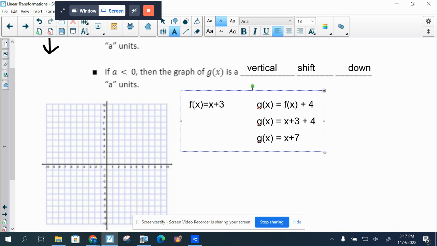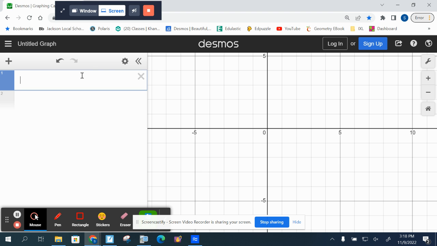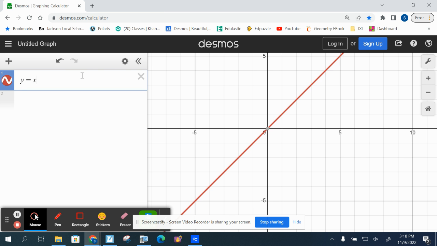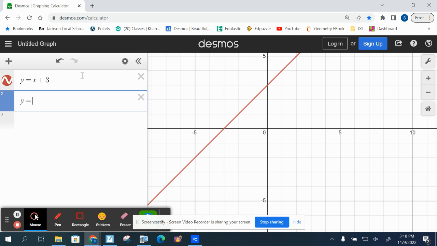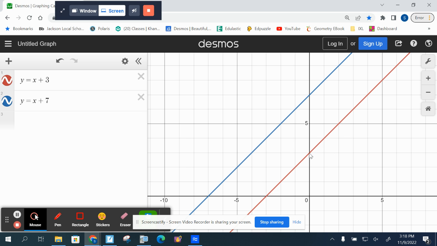Now I'm going to take f of x and my new g of x, and I'm going to plug them into Desmos and get a visual look at the graphs. So instead of f of x, you'll type y equals x plus 3, and then y equals x plus 7. So if I look, you can hover over any point. This point is at 0, 3. This point is at 0, 7. It translated it up or shifted it up 4 units.